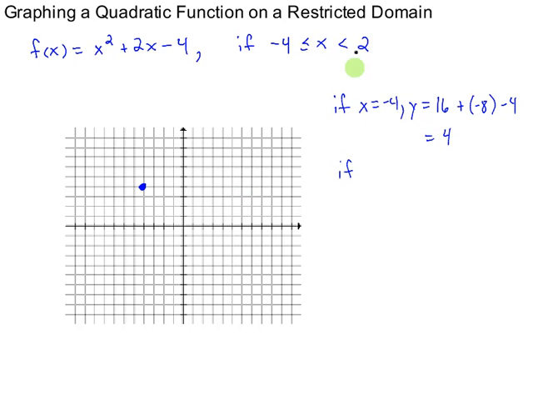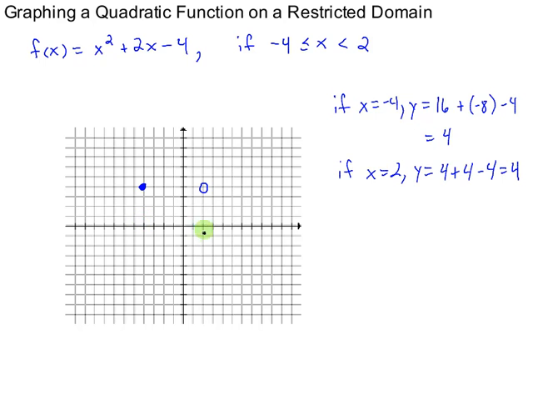Let's look at the other end of this graph at +2. So if x equals +2, y is going to be 2 squared, which is 4, plus 2 times 2, which is also 4, minus 4. So that's 8 minus 4, which is 4. So coincidentally, if x is 2, y is also 4, so that's up here. However, we use an open circle here because x has to be less than 2. It can't equal 2. So our graph is going to stop at this point, but it doesn't include that point. So we have to leave it as an open circle.